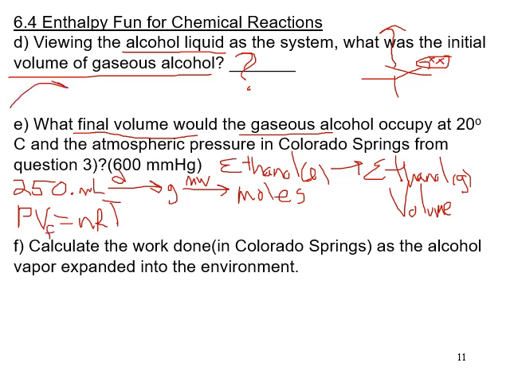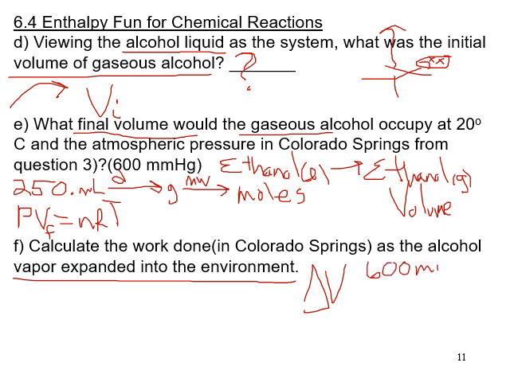This guy up here would be the initial volume once you figure out the answer to that question. And then once you figure out the answer to both of these, you have two volumes and you can calculate a change in volume. And I've asked you to calculate the work done in Colorado Springs as the alcohol vapor expanded into the environment. Now it's Colorado Springs, so let's use, on the fun sheet here, 600 millimeters of mercury as our pressure.